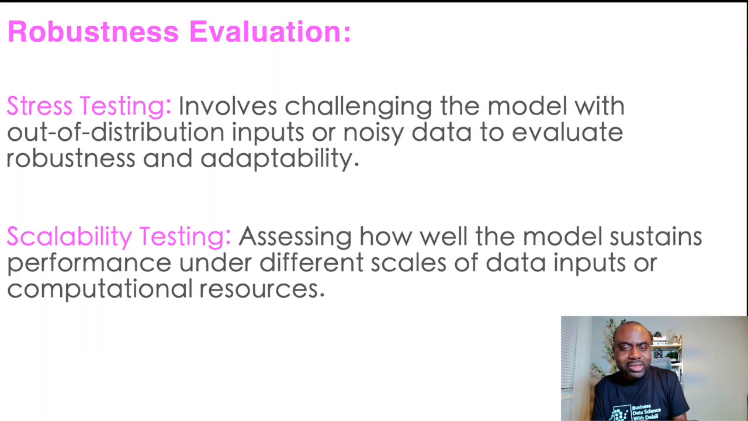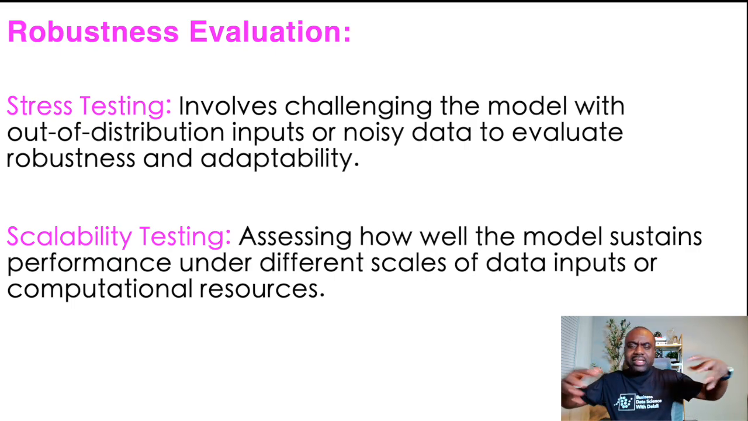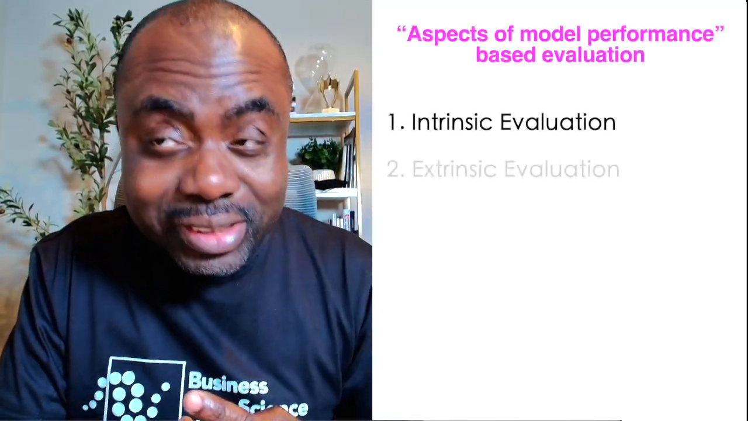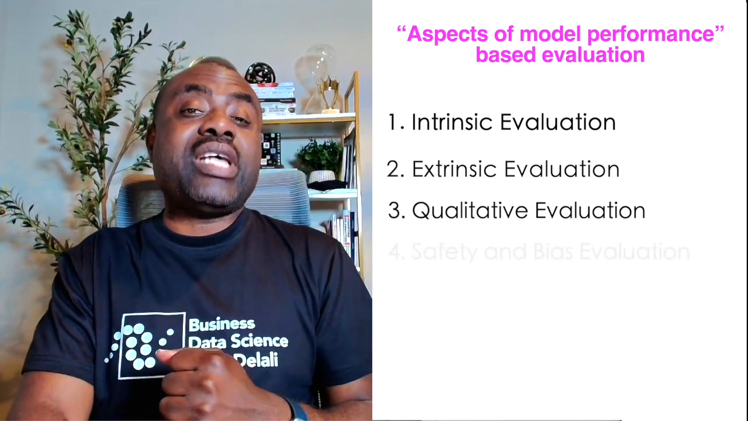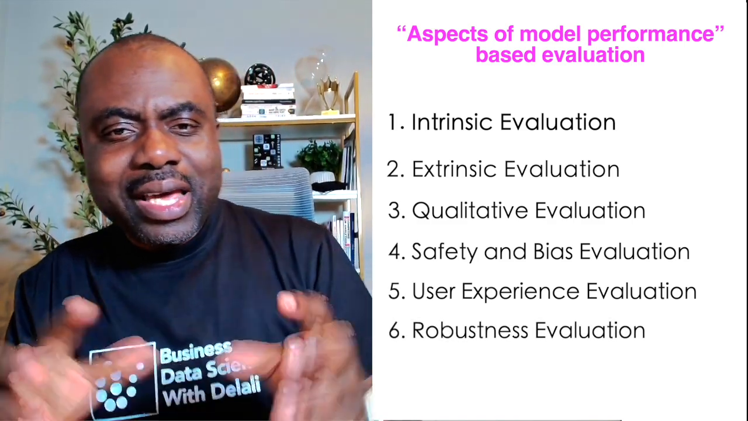And then finally, the robustness evaluation. Here you can do what is called stress testing, when you bring challenging questions and ask the model hard questions. How does the model respond in those cases? If you want to scale the model to understand a lot of things, how does it perform? All of these types of assessments are what I call the aspects of model performance based evaluation. So I mentioned 6 things under that: intrinsic evaluation, extrinsic evaluation, qualitative evaluation, safety and bias evaluation, user experience evaluation, and then robustness evaluation.